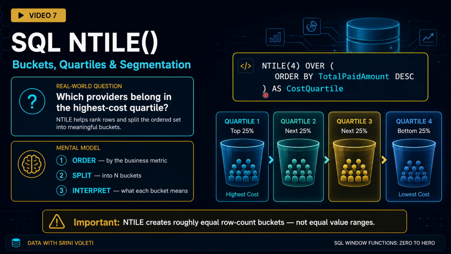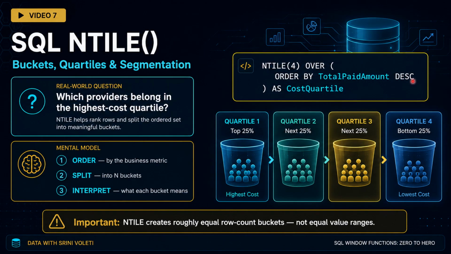It helps us take an ordered list and split it into buckets. In this lesson, we are using 4 buckets, so we can think of them like quartiles. The roadmap is simple: order, split, and interpret. First, order the rows by the business metric. In our example, that is total paid amount descending, because we care about highest cost providers first.